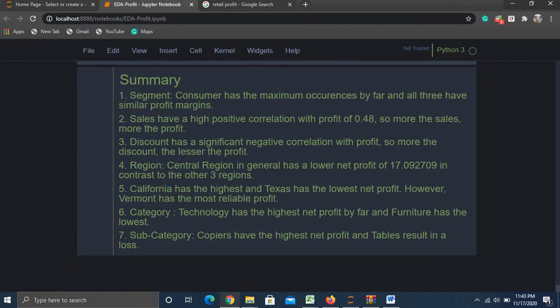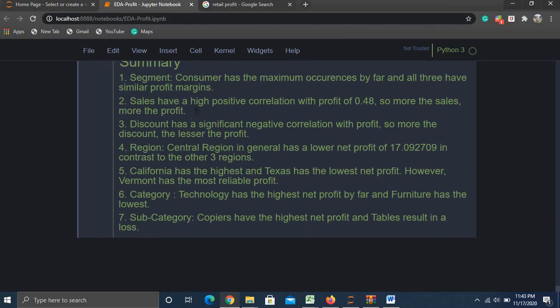So, in summary, segment consumer has maximum occurrences by far, and all three have pretty much the same profit margins. Sales have a strong correlation with profit: the more the sales, the more the profit. Discount has a negative correlation. It's not that significant, but it's a negative correlation nonetheless.